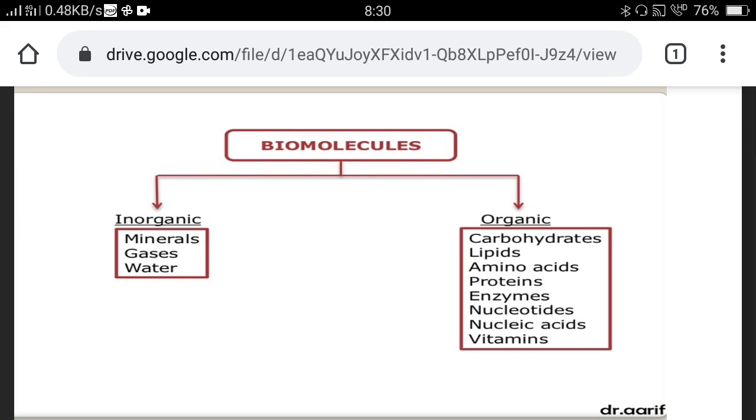Biomolecules are broadly divided into two parts, inorganic and organic. Inorganic molecules: mainly minerals, gases, water. Organic: carbohydrates, lipids, amino acids, proteins, enzymes, nucleotides, nucleic acids, and vitamins.